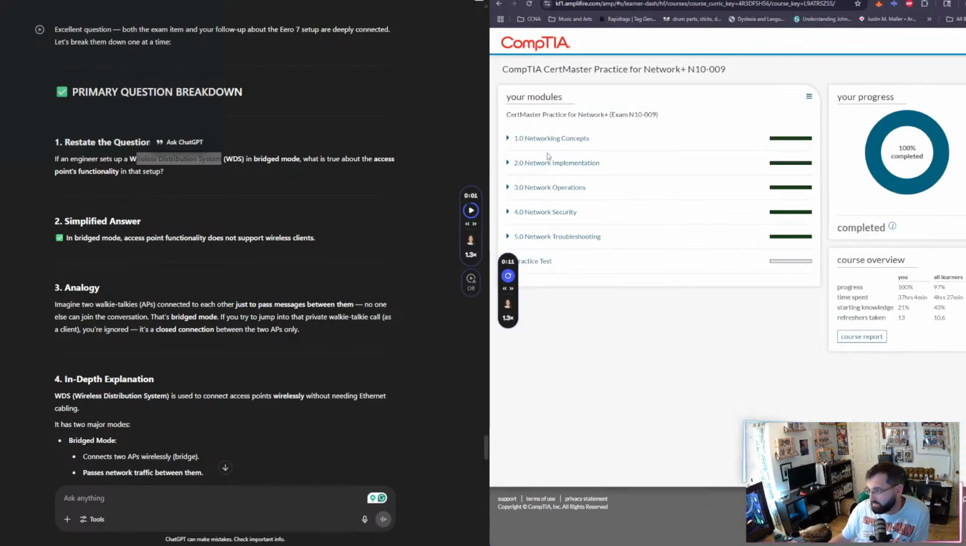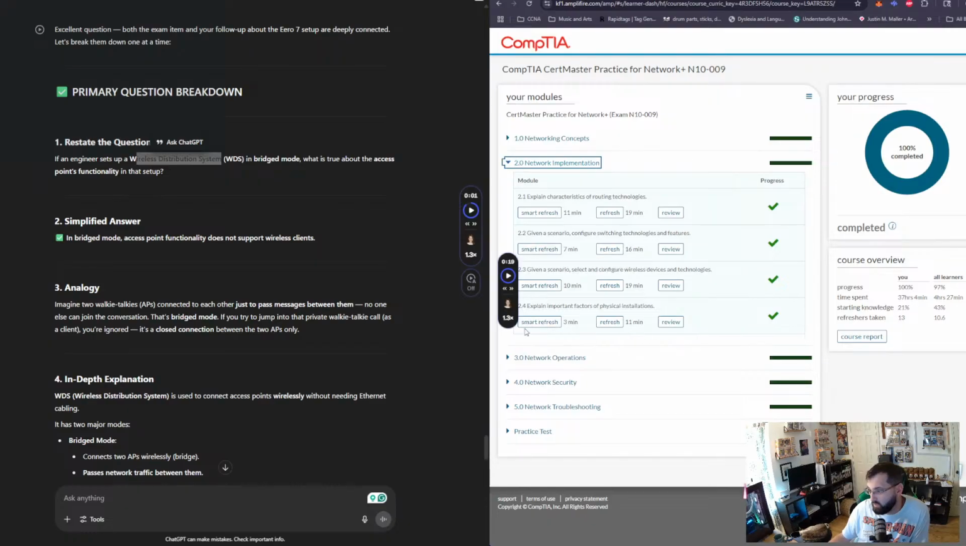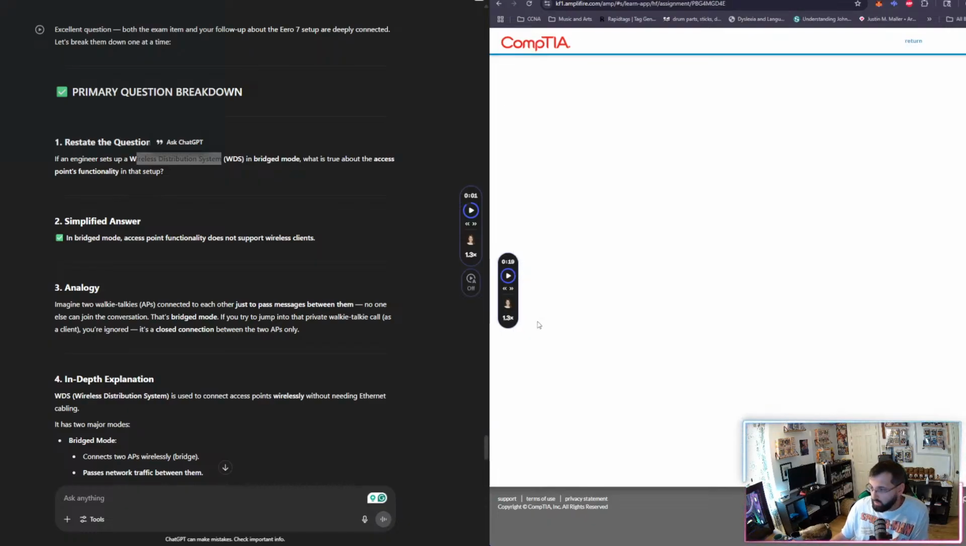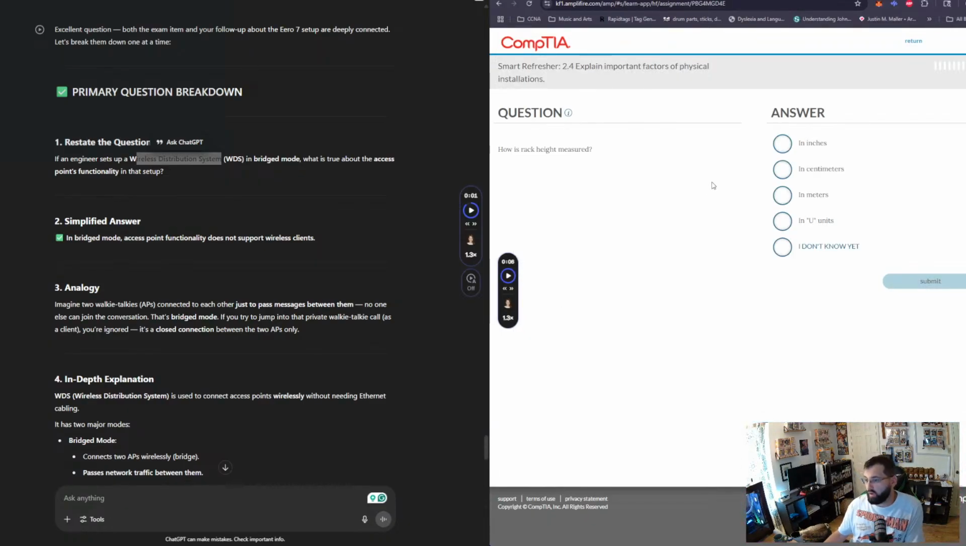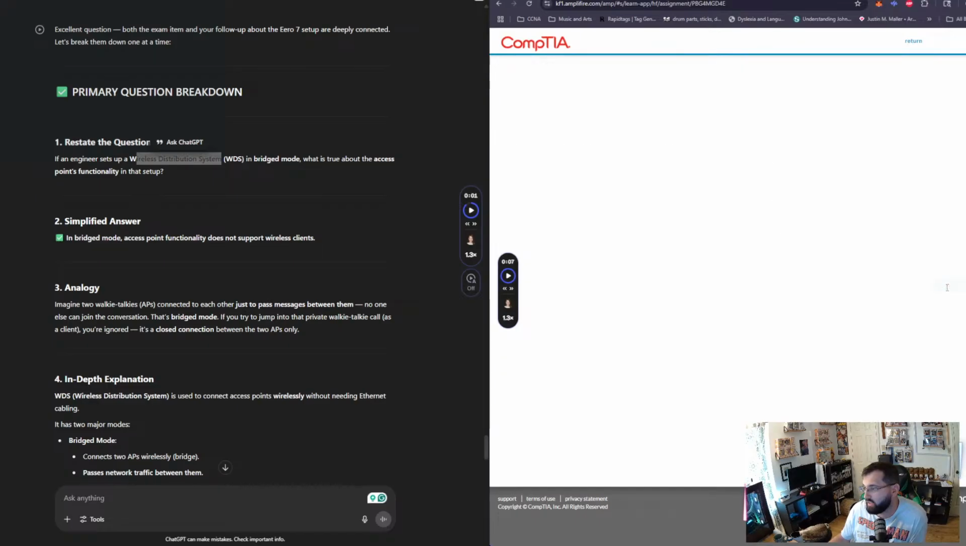Let's go. We got one left, boys. This is the last one. How is a rack height measured in units? Done.